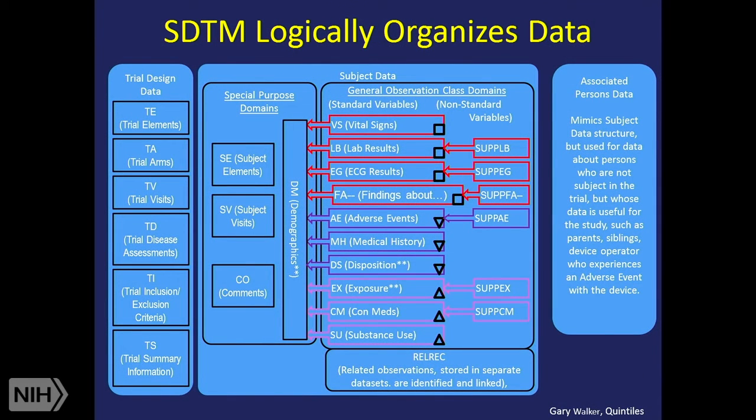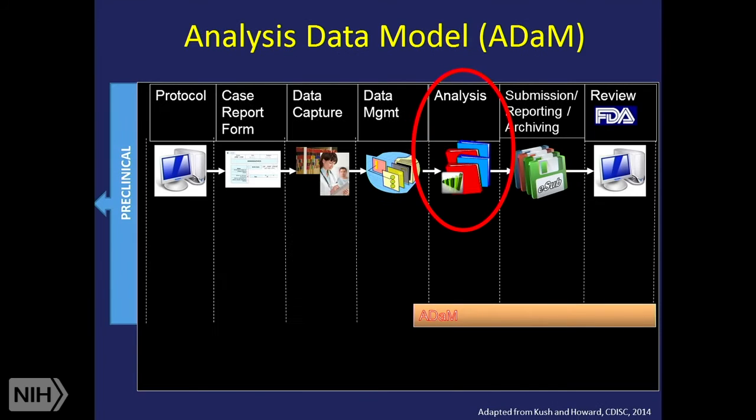Okay, and this just is logically all of the different things that you can see: vital signs, lab results, ECG results, findings, adverse events, medical histories, disposition. All of those things are defined and described within this SDTM. So all of the things that you sit down and do in a clinical study of some sort, there's going to be a place for it.